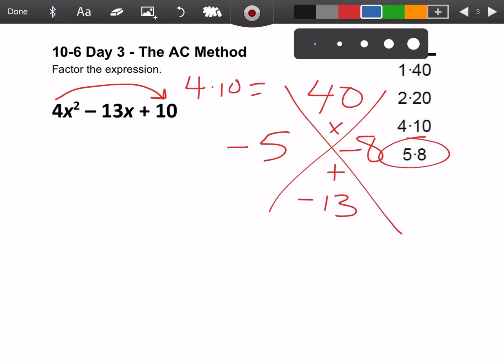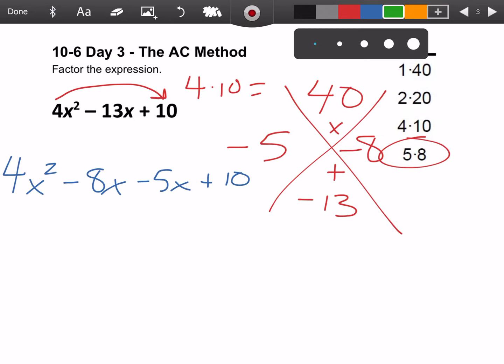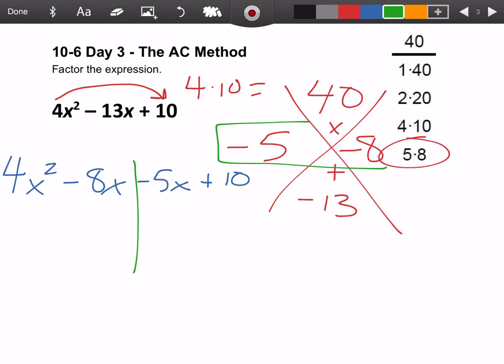So then I come over to the left, rewrite my equation. So I have 4x squared. And what I'm going to do is put a minus 8x first, minus 5x second, so I can have the 10 there. Hopefully you can see how the 5 and the 10 match up and the 4 and the 8 match up better, so that's why I group them like that. I can put them in any order. Those two in the middle, I can put them in any order that I like in these middle two terms.